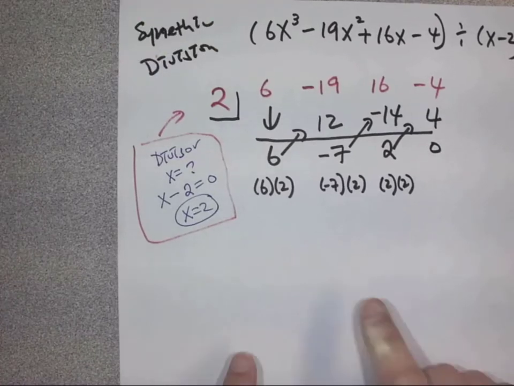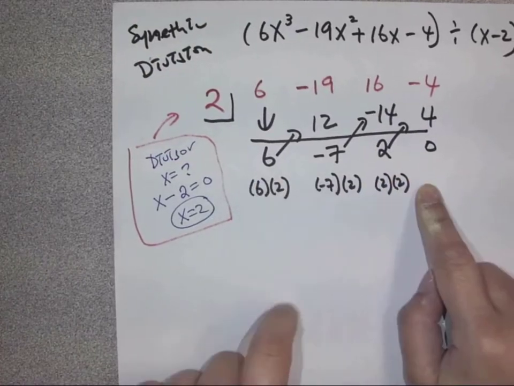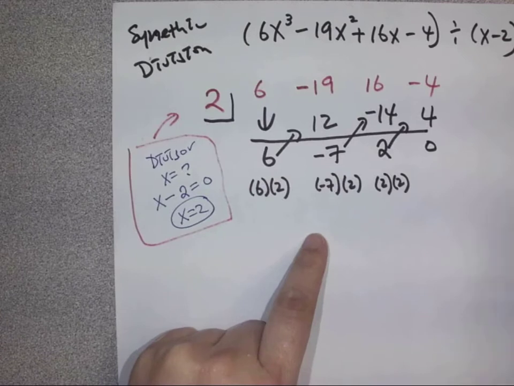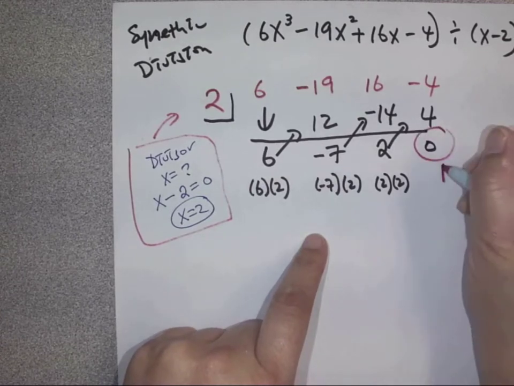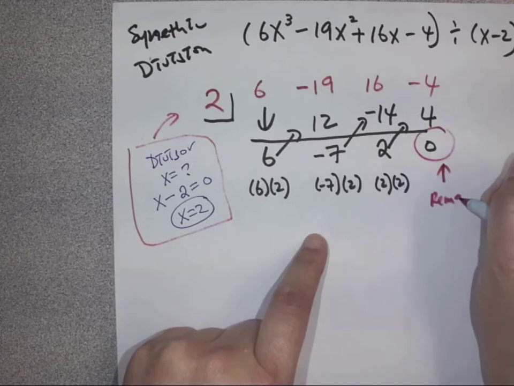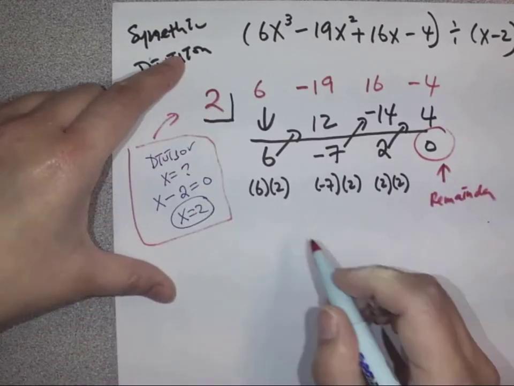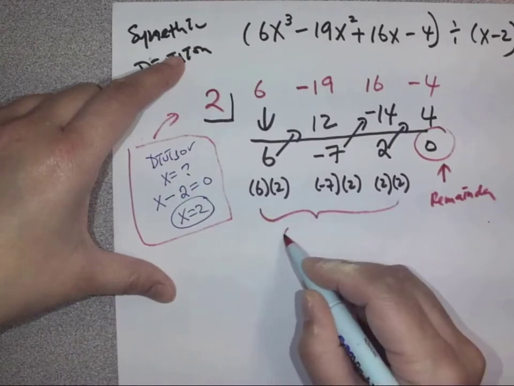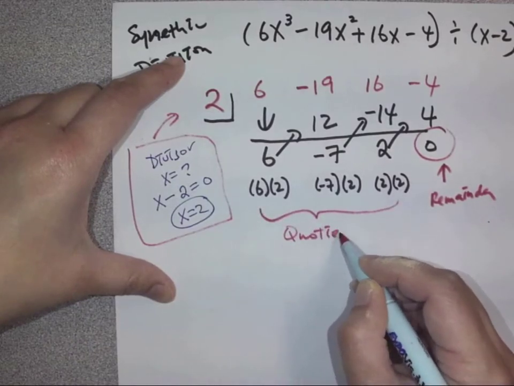Okay, normally they don't write this here. I just write it for you because we are still new to this. This 0 represents what? Remainder. When you have a 0 as remainder, it means you have no remainder, right? And then this part is going to be your quotient.